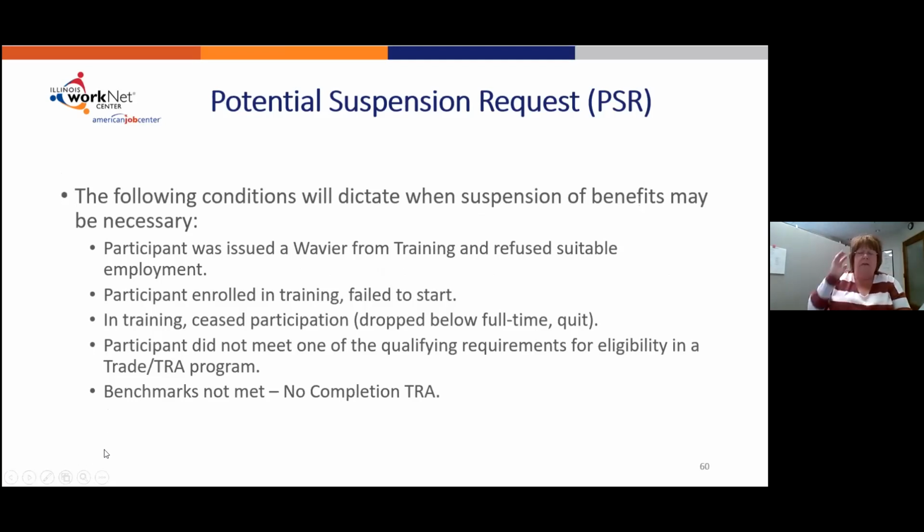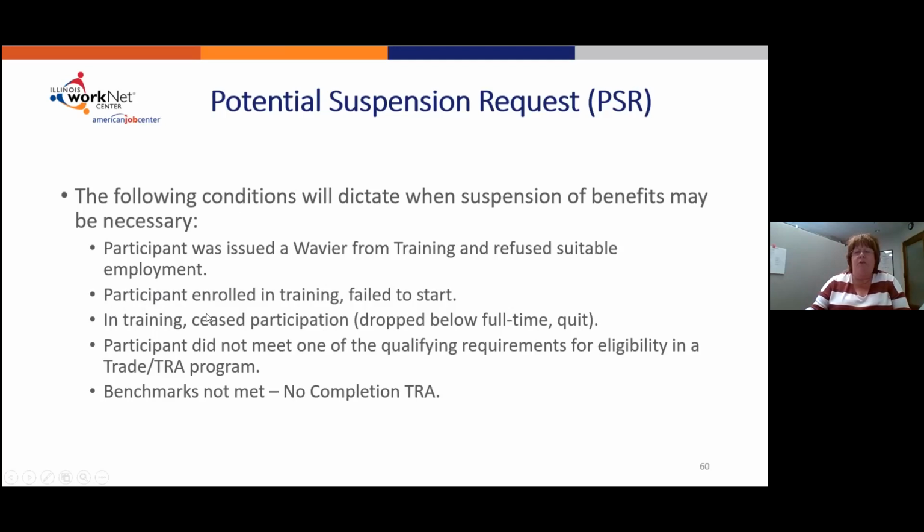Now, there is something a step up from a ceased participation. It's called a potential suspension request. The following conditions will dictate when you need to enter a potential suspension request in IWDS. If the participant was issued a waiver from training and they refused suitable employment, that is a potential suspension request condition that must be entered in the system. We'll talk about how to enter those in another training later.